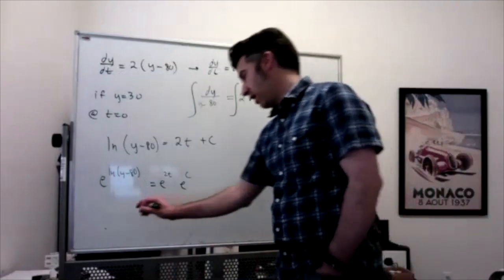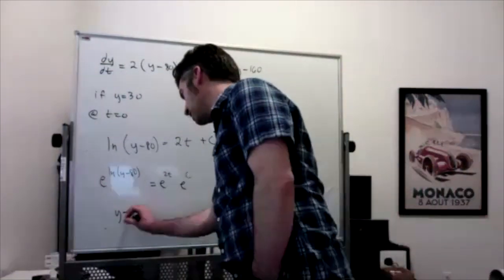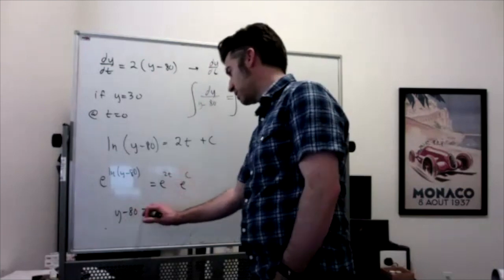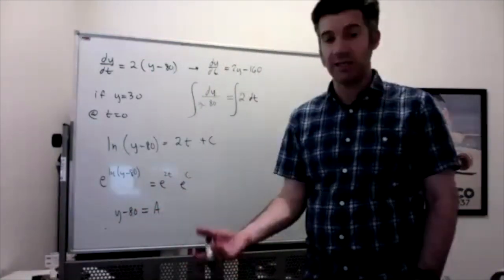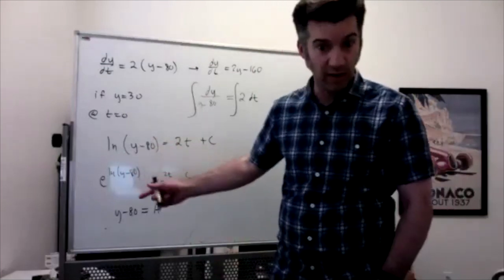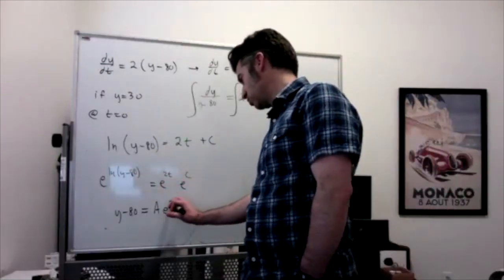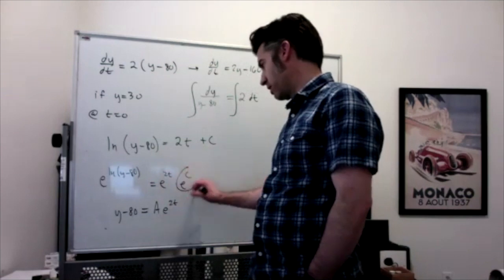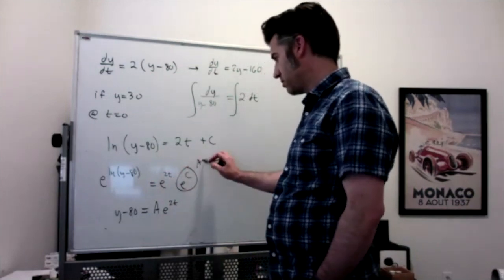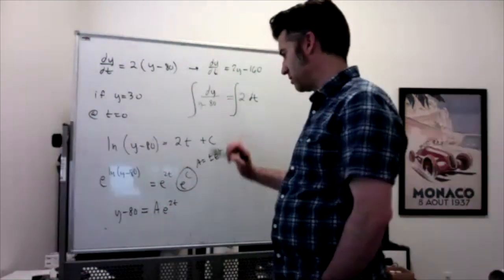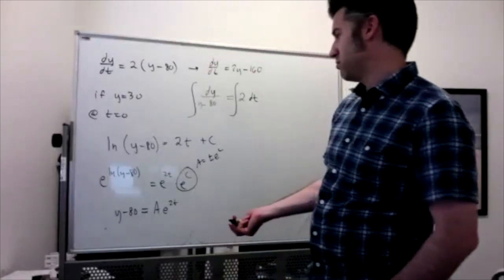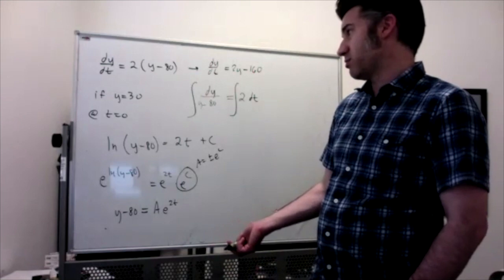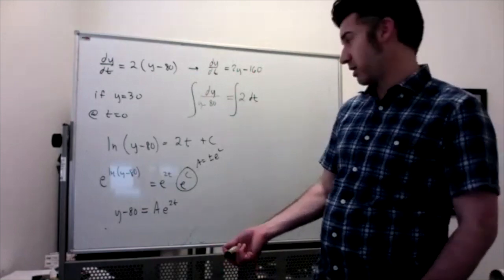And then I've got y minus 80 equals this constant a, which can be positive or negative because there really was an absolute value there, times e to the 2t. I'm calling this a. A is really plus or minus e to the c. Okay, so then it probably makes sense to plug in right now.